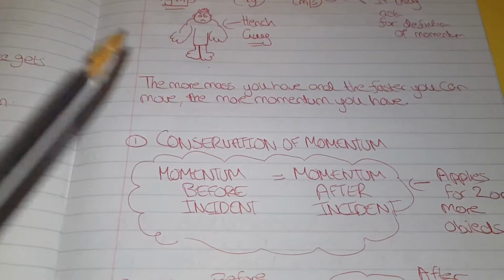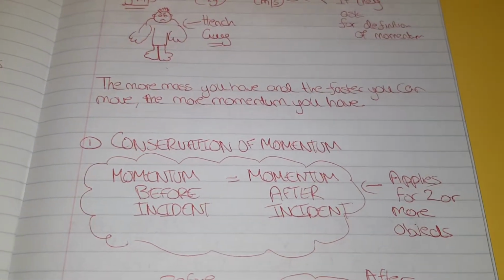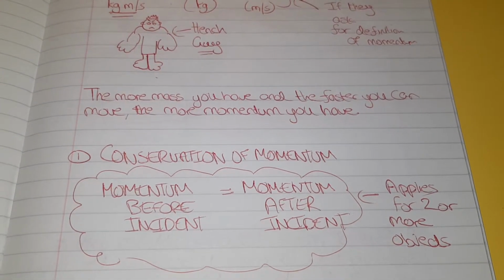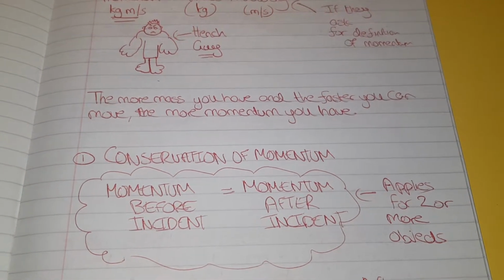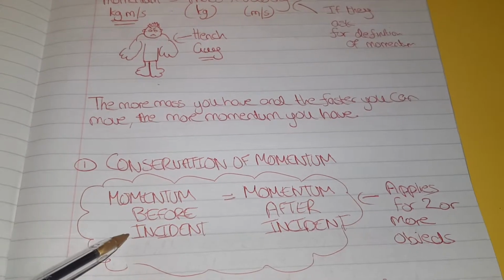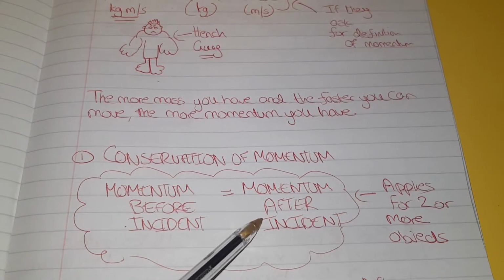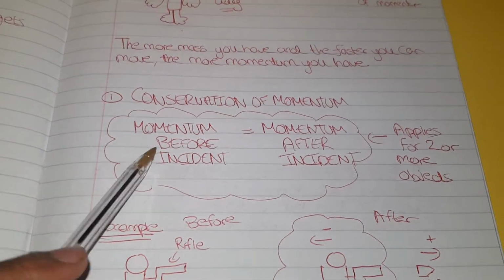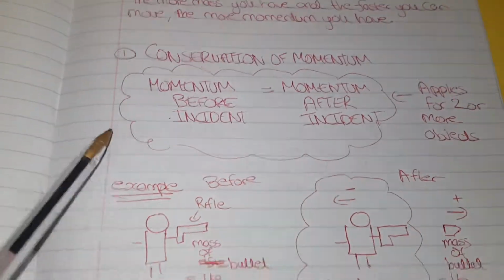All right. Now, conservation of momentum comes up every single year, every single paper. There's no escape. It's quite simple. All we're saying is momentum before an incident is equal to momentum after an incident, provided that you have two or more objects, which I'll explain now. Yeah. So you just have to memorize this, but I'll put it into context.